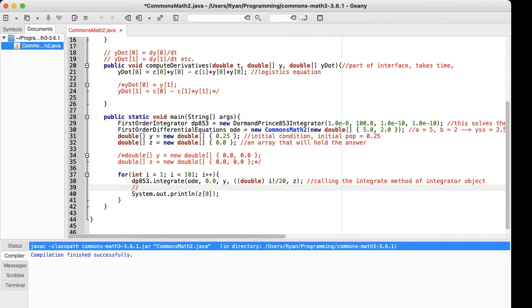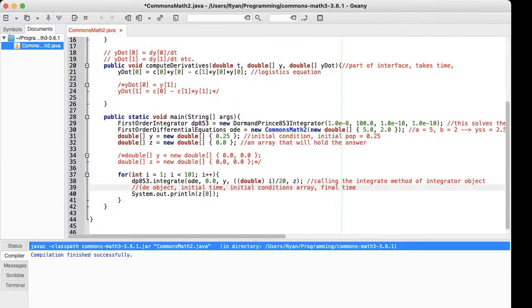So the first object is the differential equation object. That's the first argument of the method. The second argument is the initial time. Okay, so we're starting at time 0. The next argument is the initial conditions array. So that was y. So we were saying, remember, that the initial population was 0.25. And then this is the time at which we want to get the solution. So the final time, if you will.